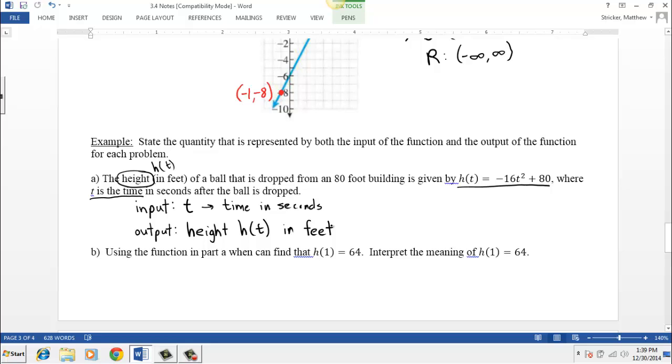So this should allow us to be able to answer part B. It says using the function in part A, we can find that h of 1 equals 64. Interpret the meaning of h of 1 equals 64. Think about that for a second. It's saying, what's my input? What's my output? We know that input is time and output is the height. So this says that after how long? How much time? The input is 1. That's time of 1. So after 1 second, the height of the ball is 64 feet.